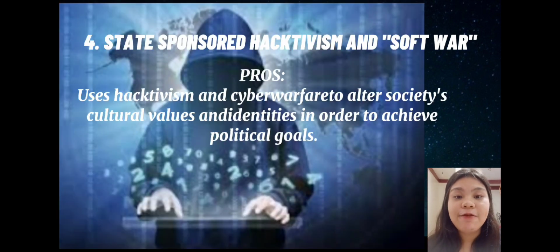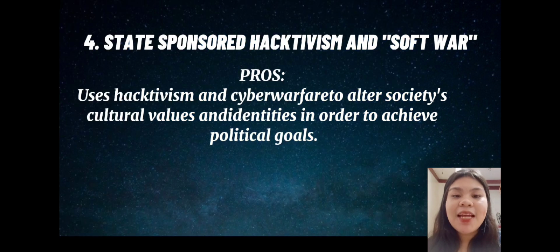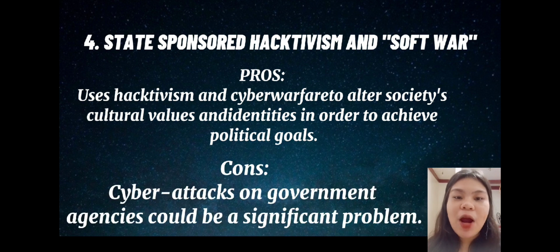Fourth, hacktivism and software sponsored by the government. Software is an unarmed force that uses hacktivism and cyber warfare to alter society's culture, values, and identities in order to achieve political goals. In addition to affecting the social side of a political system, software includes cultural invasion and psychological operation. So cyber attacks on government agencies could be a significant problem.